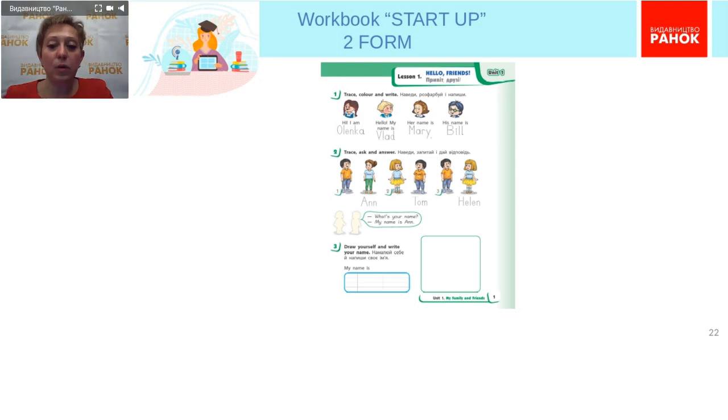And here you can see the page from the workbook. The exercises have been developed according to the lessons of the textbook, and you can use these exercises in different ways to develop different kinds of skills in your pupils. I think they will be interesting, and you and your pupils will enjoy them.